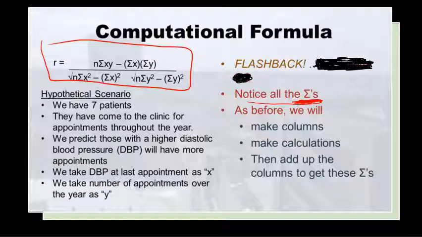So what we're going to do is take the diastolic blood pressure of each patient's last appointment, and that will be our X. That's going to be our independent variable. And then we're going to see if the diastolic blood pressure causes Y to happen, which Y is going to be the number of appointments over the year. So we're going to see if a diastolic pressure causes them to have more or less appointments throughout the year. That is what we want to know.